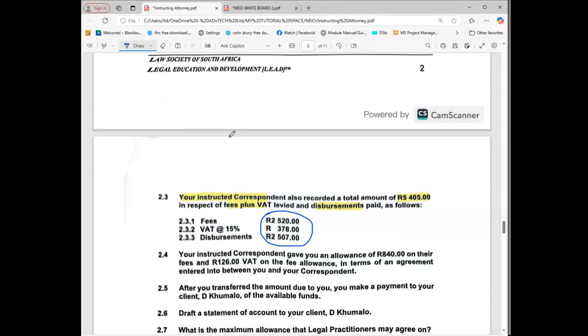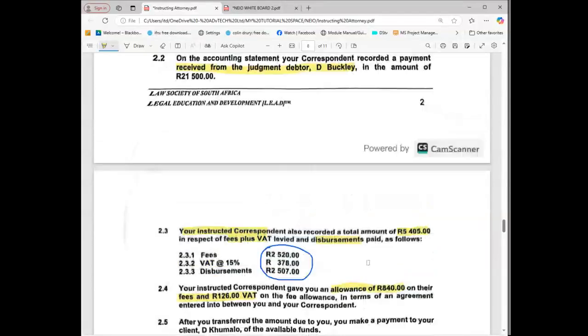Remember, usually we agree with the correspondent. Sometimes we call them allowances. Are you with me? Yes. Sometimes it's 1/3, sometimes it's a certain percentage, but it depends. So when we talk about the fees of the instructing attorney, usually it will be the allowance which we got from the correspondent. Because in 2.3, these fees belong to the correspondent. That's how we took them as our cost. But if you look at 2.4, they say the instructed correspondent gave you an allowance. So this allowance is the fee that I'm talking about. On their fees, that was 126, in terms of the agreement entered into between us. So they didn't give it to us as a percentage. It's given to us as an amount. So does that mean that we need to work out the percentage?